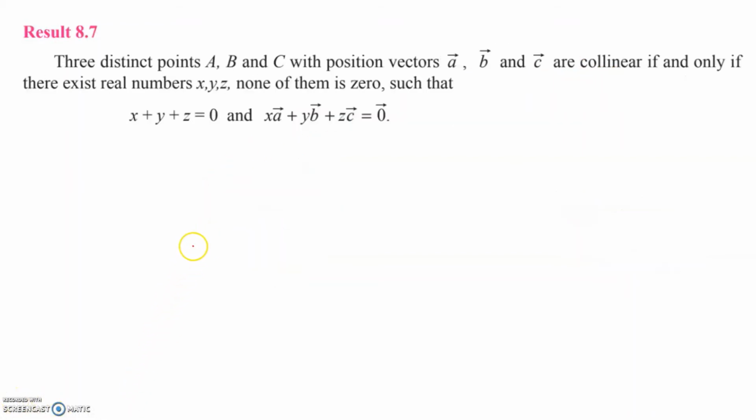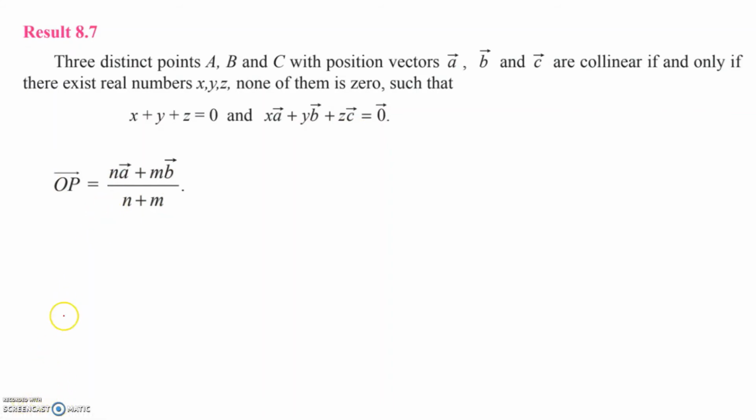So further, we can infer that three distinct points A, B and C with position vectors A, B and C are collinear if and only if there exist real numbers x, y, z, none of them 0, such that x plus y plus z is equal to 0 and x A vector plus y B vector plus z C vector is equal to 0 vector. This is our formula of the position vector.